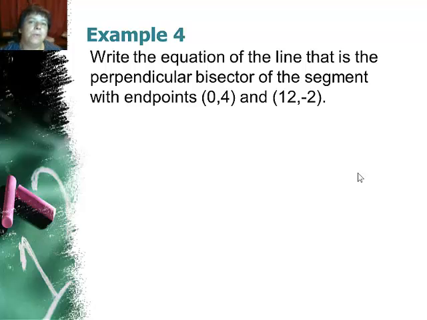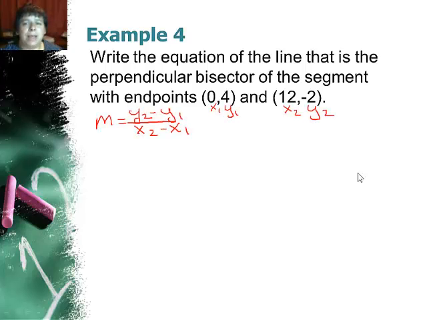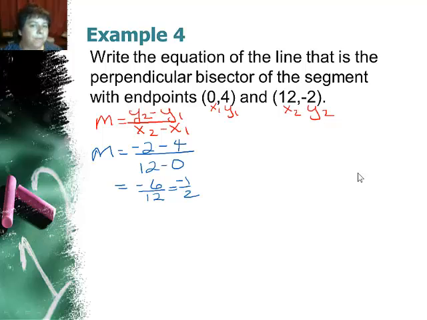In example 4, we want to write the equation of the line that is a perpendicular bisector of the segment. So I have the endpoints (0, 4) and (12, -2). So the first thing I'm going to do is label my points, and I'm going to find the slope. So m equals y2 minus y1 over x2 minus x1. Substituting in the points, -2 minus 4 over 12 minus 0, I get -6/12 or -1/2.